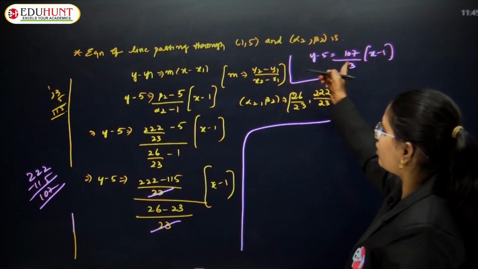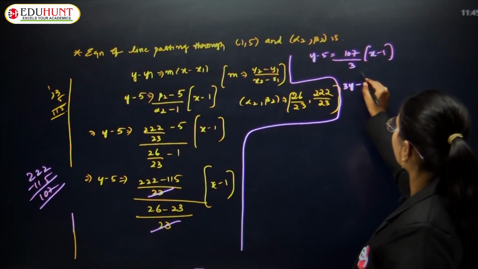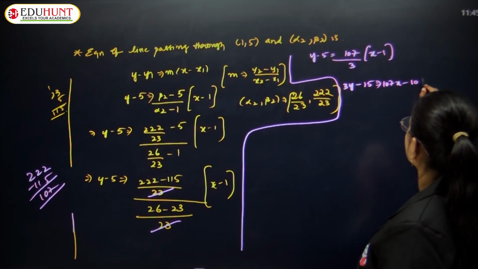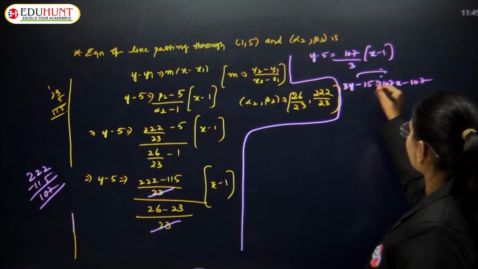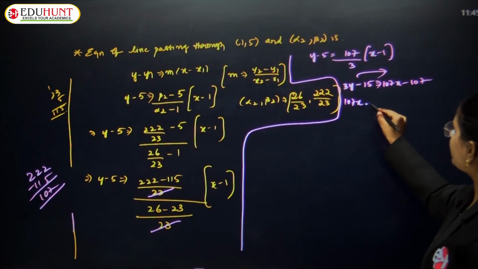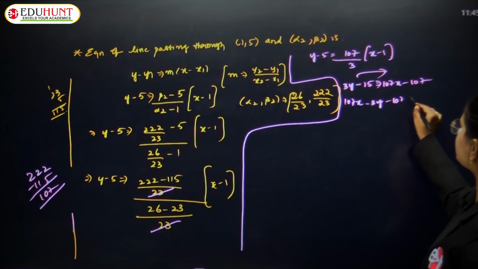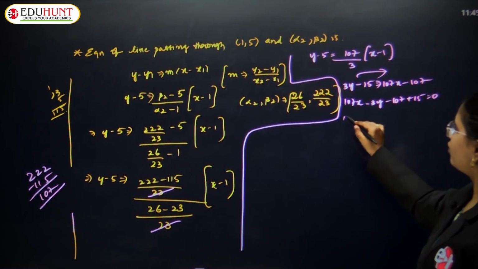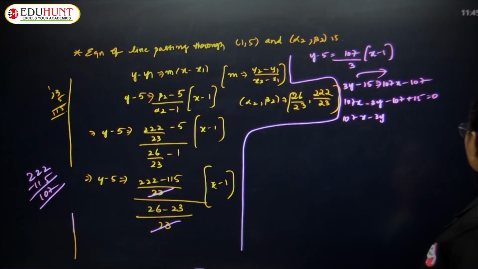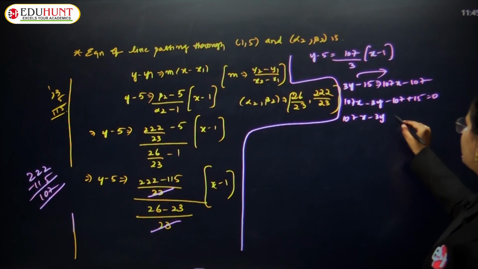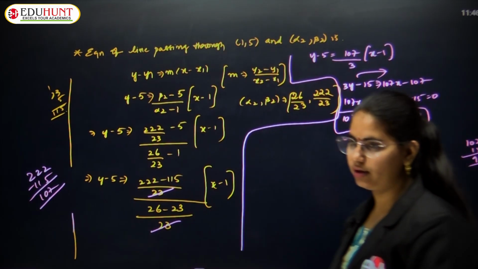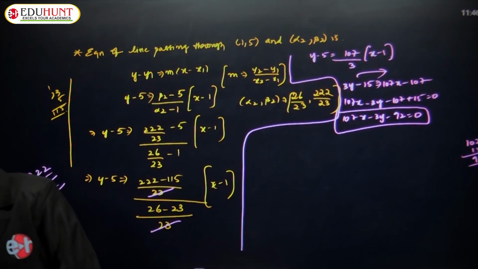Correct? So, transfer this 3 to that side. 3y minus 3 into 5 is 15, equals 107x minus 107. So, what are you going to get? Transfer both values to this side: 107x minus 3y minus 107 plus 15 equal to 0. 107x minus 3y, minus 107 plus 15 is minus 92, equal to 0. This is my required equation of line. Right? This is my required equation of line.